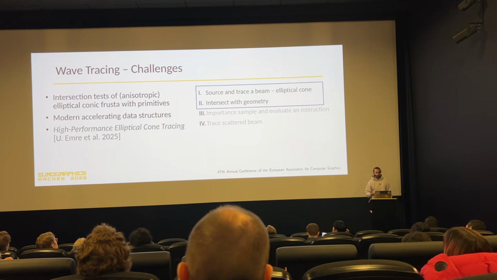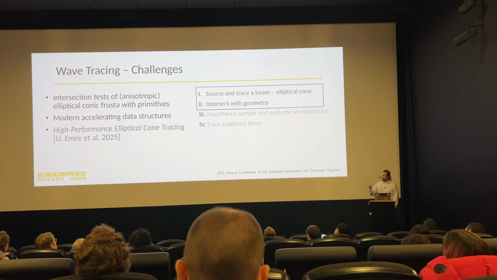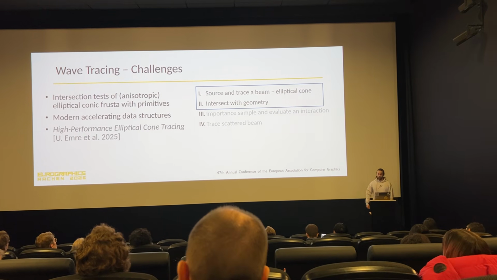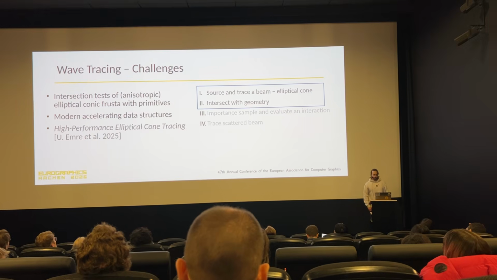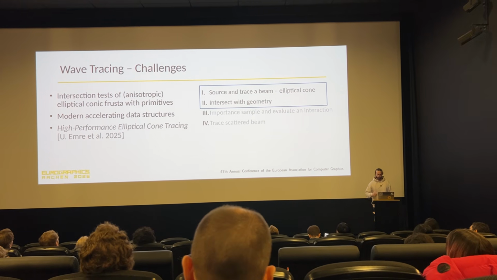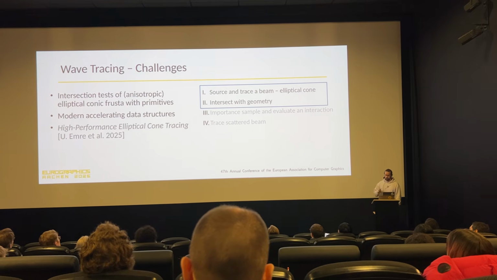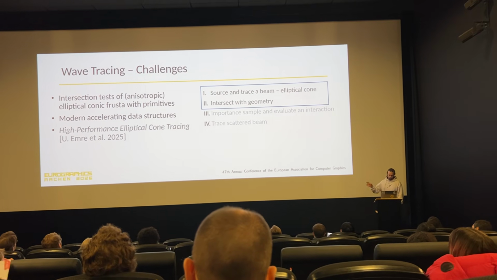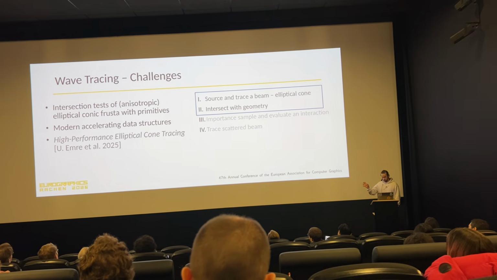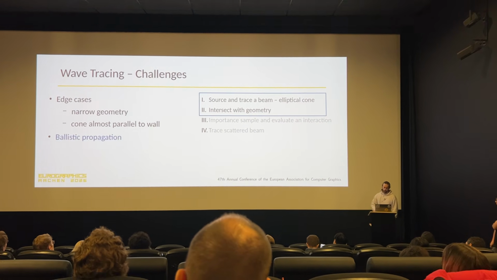From the geometric perspective, we need to contrace and intersect arbitrary anisotropic elliptical cones with primitives, and we wish to use accelerating data structures as before, right? What works for rays is not exactly the same as what works for cones, and we do a deep dive in a recent publication, and the work there is used today by our wave tracing framework.